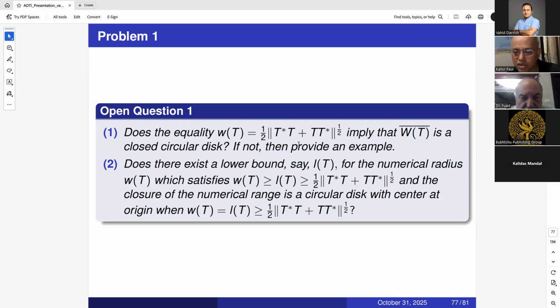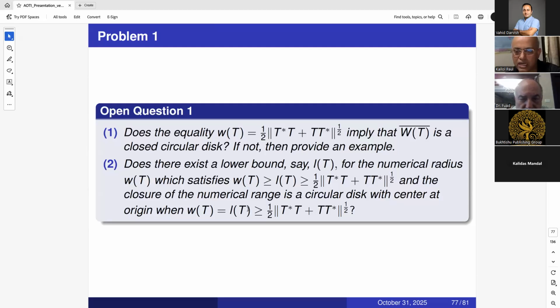Now the situation may be more complicated like this. There may be some lower bound L of T lying in between w(T) and this. We don't know, because we are going on improving bounds. We don't know whether there will be another lower bound. So if we can find some lower bound improvements, w(T) is greater than or equal to L(T) is greater than or equal to this, then whether w(T) equal to L(T) will characterize that the closed numerical range is again a circular disk with center at origin and radius L(T). So that is the question.